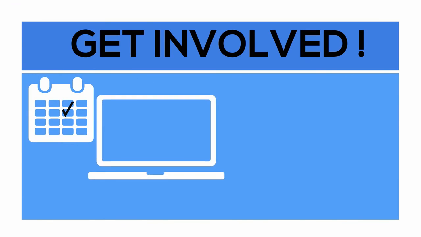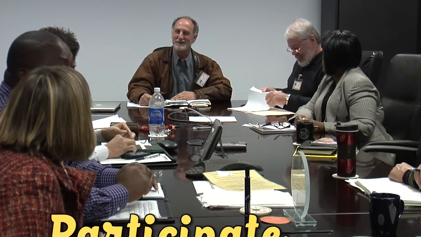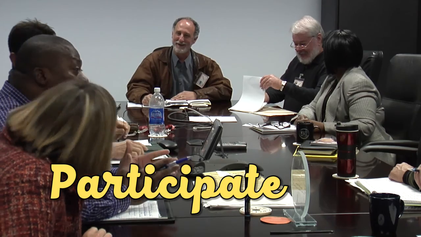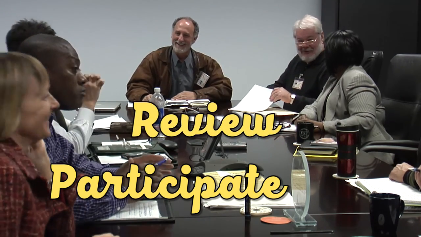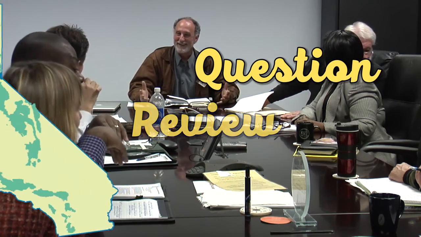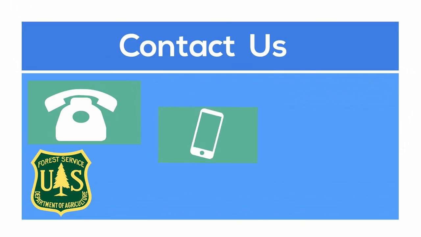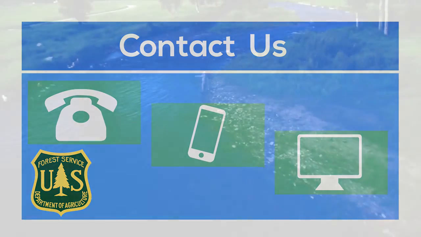There are many ways to get involved in forest planning, and it's important that you do. By getting involved, you keep the public in public lands. Come to public meetings and participate in discussions about planning for the future of your national forest. Review and comment on the planning documents we develop, or simply ask questions. Contact your local Forest Service office to see how you can be involved.